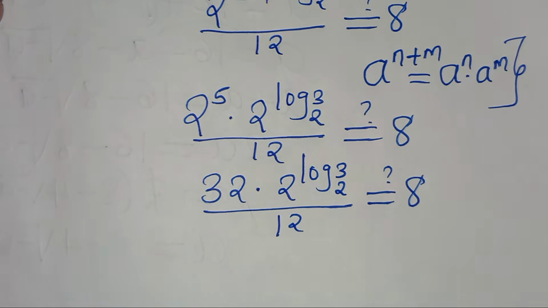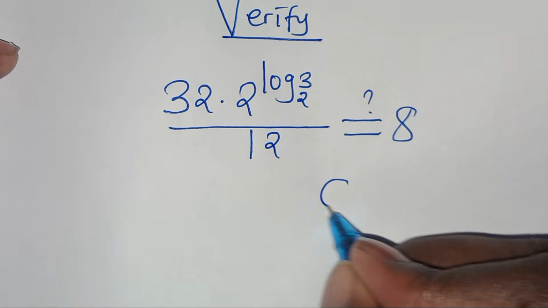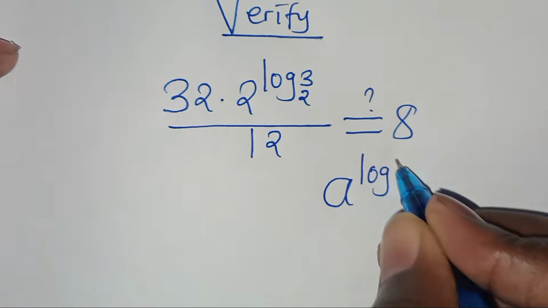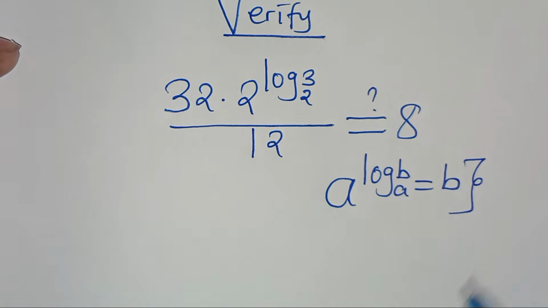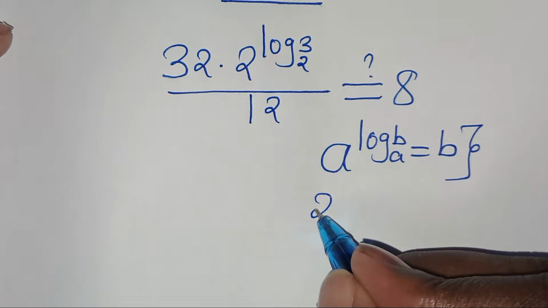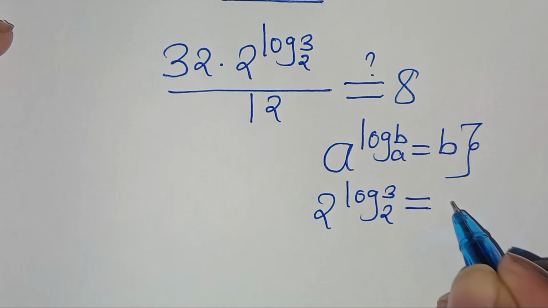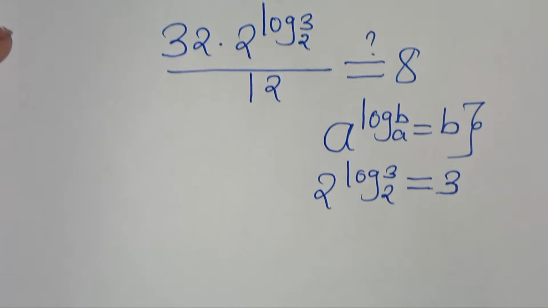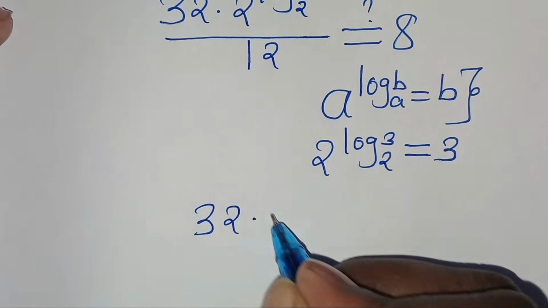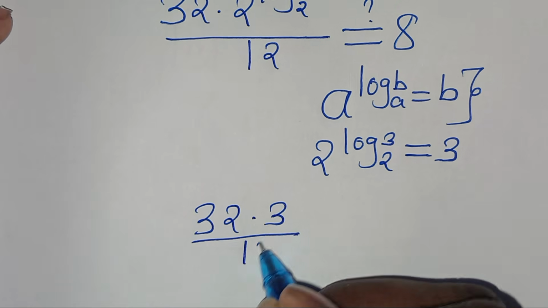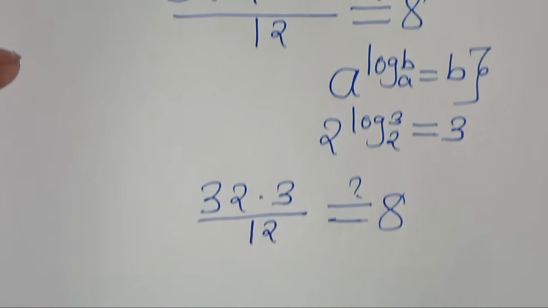Now the next step: we have 2 to the power of log 3 to base 2. This is in the form of a to the power of log b to base a, and this should give us a value of b. So this means that 2 to the power of log 3 to base 2 should give us a value of 3. So substituting 3, we have 2 multiplied by 3 divided by 12. This should give us a value of 8.